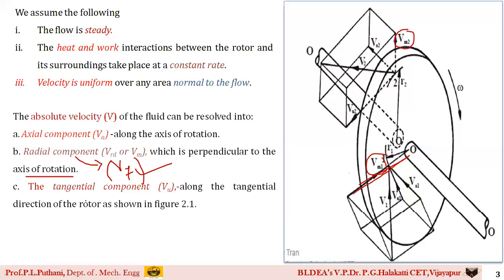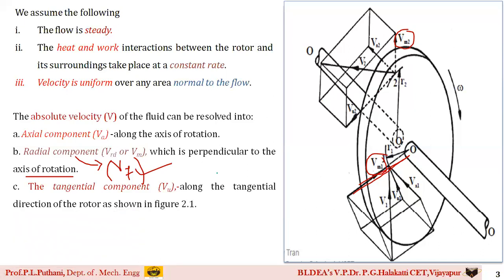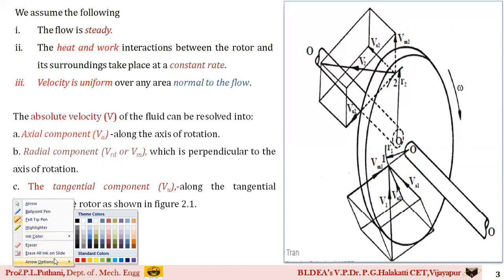Similarly, the third component we have left for our discussion is the tangential component. We write it as VU, along the tangential direction of the rotor. This is the tangent drawn here, and similarly the tangent is drawn here for the outlet also. This is the tangential component. With the resolving of these components, we are now going to write the equation.